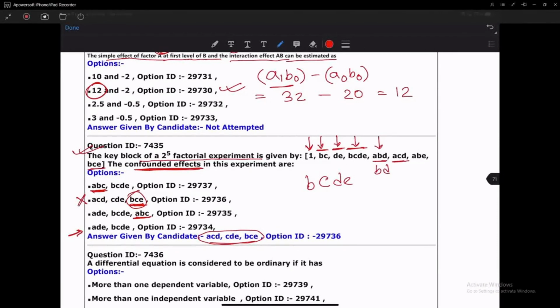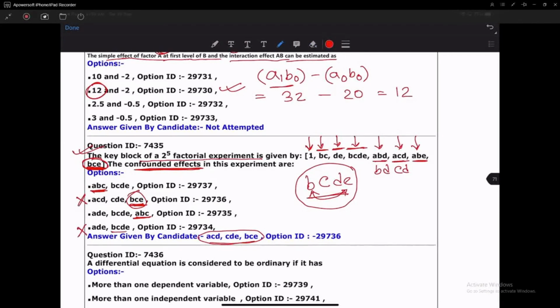With ACD, we have CD as common, that means an even number of common members. With ABE, B and E are common, that means an even number of common members. And the last one is BCE. With BCE we have an odd number of common members. That's the problem. So BCDE cannot be confounded, and that's why option 4 cannot be correct.